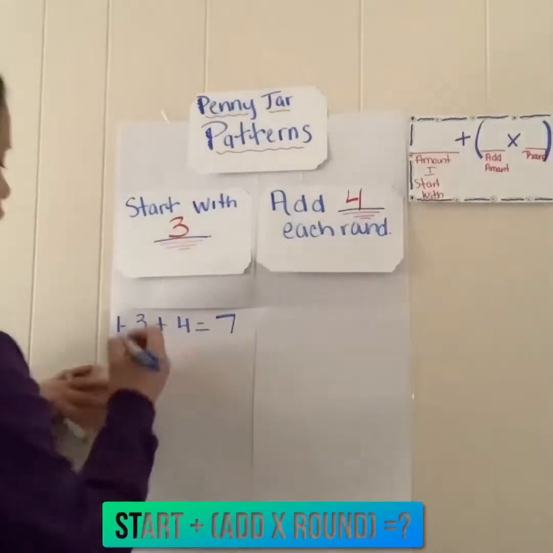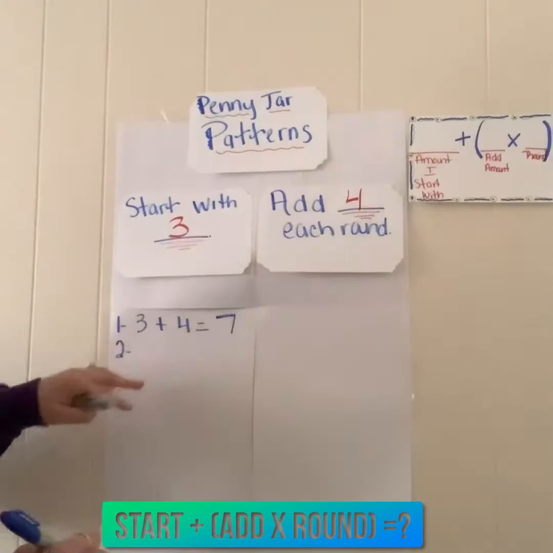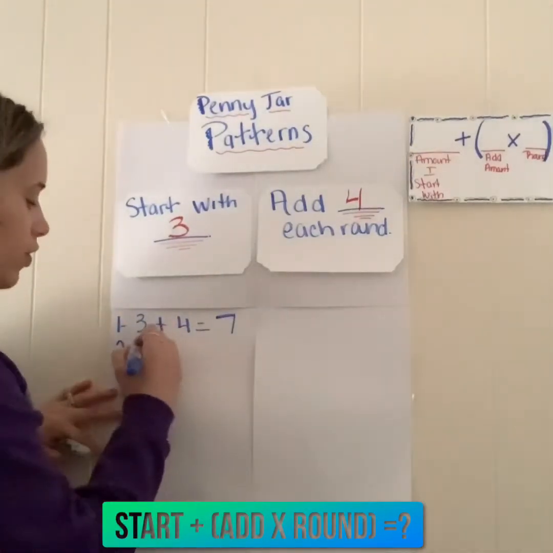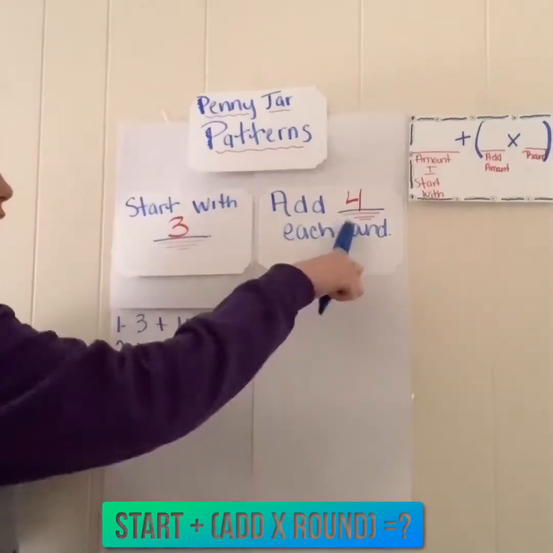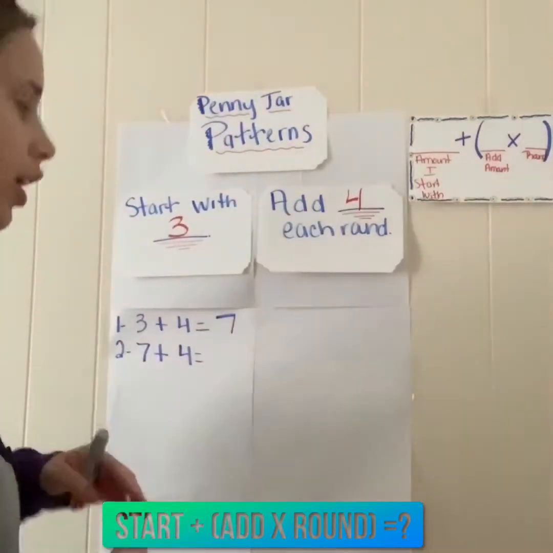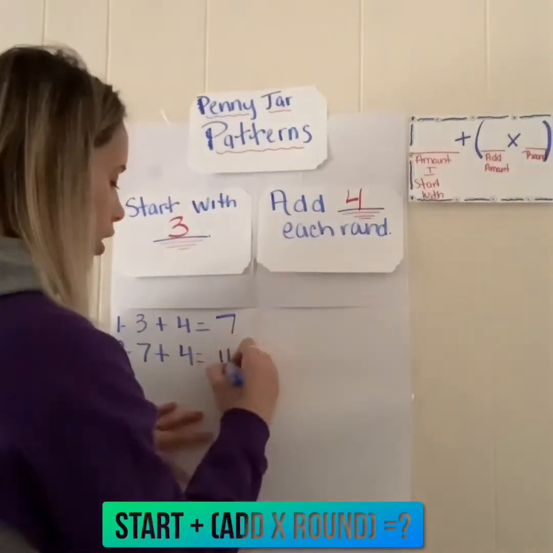So now let's do that for round 2. Since at the end of round 1 we have 7, we're going to begin round 2 with 7, and we are going to add 4. And then the answer would be 11.